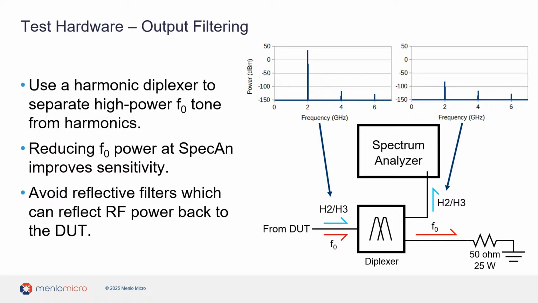We recommend avoiding reflective filters at the output of the DUT, which would reflect the high power tone, because that reflected power will go back through the DUT and could potentially generate elevated harmonics.